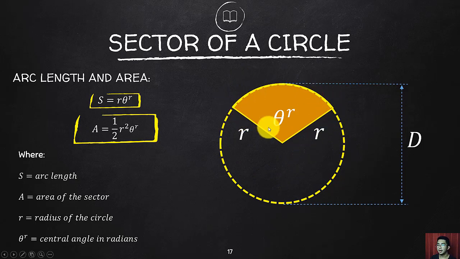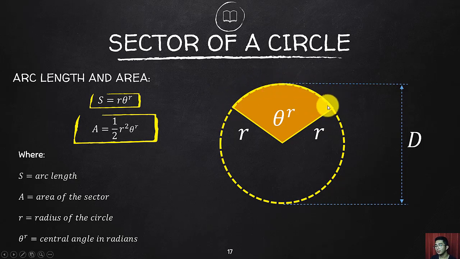So this is now a sector of a circle. For the sector of a circle, you have your arc length, this arc here. It's not the circumference, because the circumference is an arc length that covers the entire circle itself, but this one, for the sector, is just partial. So the arc length here.